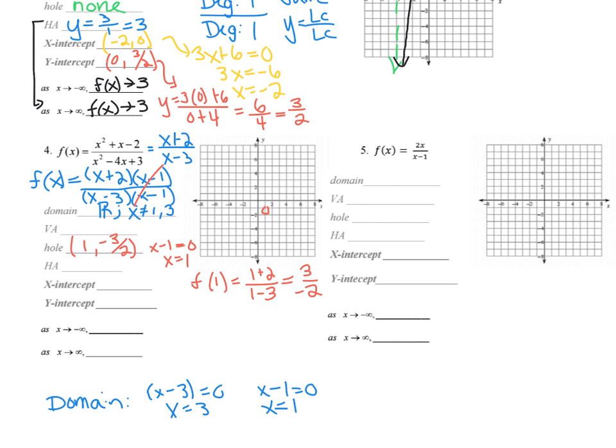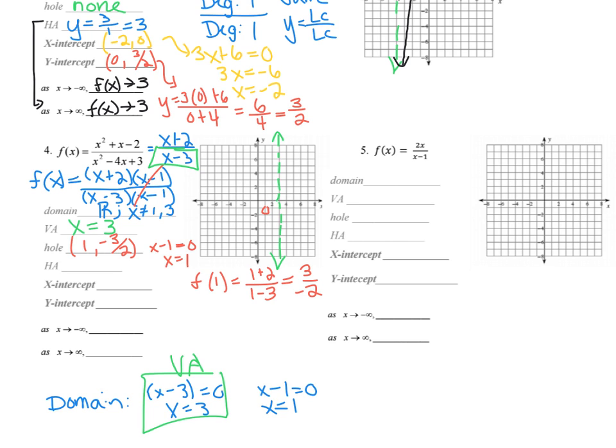The 1 is a hole, but the 3, that's our vertical asymptote. So we've already found our vertical asymptote. It's x equals 3. Whatever's left in your denominator after you simplify will be a vertical asymptote, and you can even see it up here, x minus 3 is still in my denominator. So let's draw that in. At 3, we have a vertical line that our graph will not touch. So our graph will split right there at x equals 3.